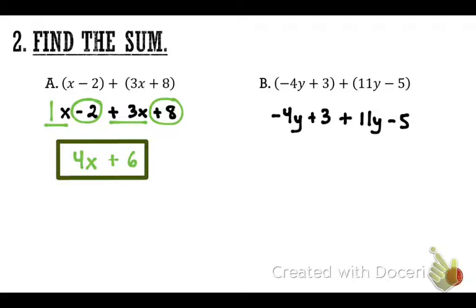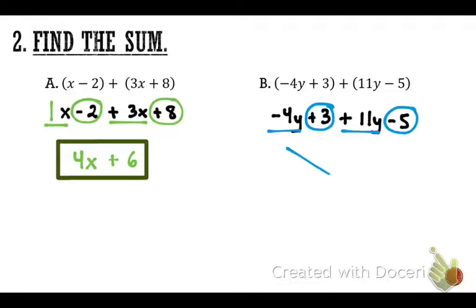Circle plus 3. Negative 5. And then underline 11y. Underline negative 4y. Excellent. Class, what should I combine first, the variable term or the constants? Always combine the variable term first.